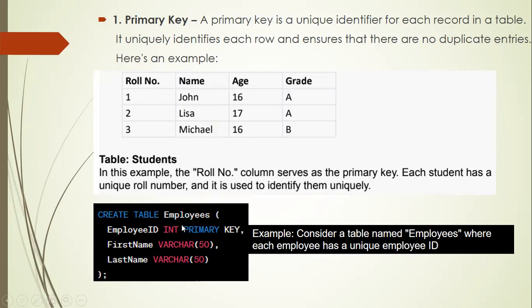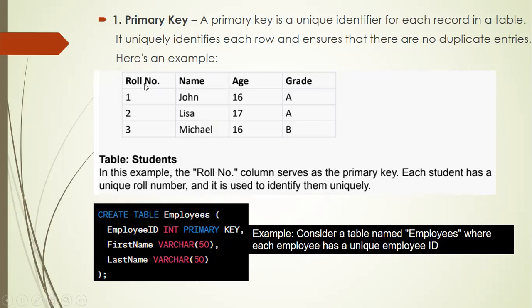So, create table employees, employee ID int primary key. What is the key we are setting? I want to set the primary key to employee ID so that there won't be any duplicates. Now I am taking first name and last name and finally closing this. So here, consider a table named employees where each employee has a unique employee ID.